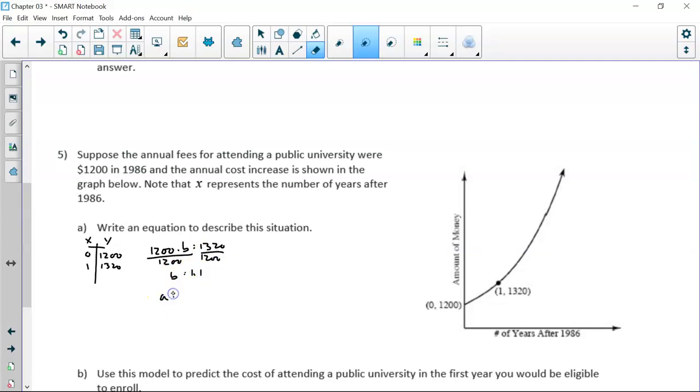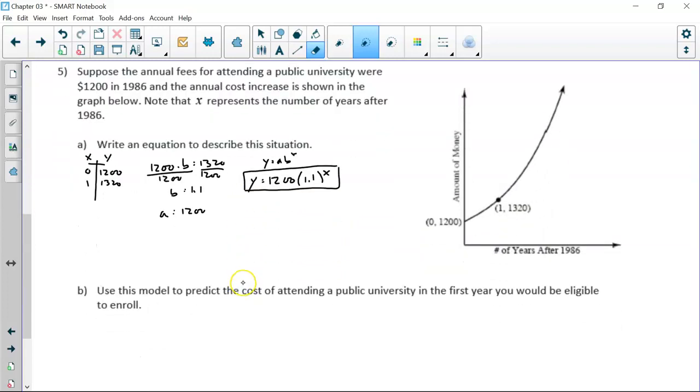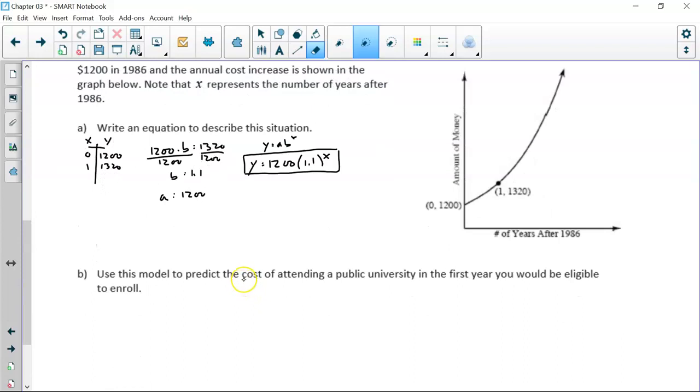Now a, our initial, our y-intercept is 1,200, so our equation y equals our initial a times b to the x, 1,200 times 1.1 to the x. And there is our exponential growth. So what we can do is we can use this to find out what the cost would be in the first year you would be eligible.